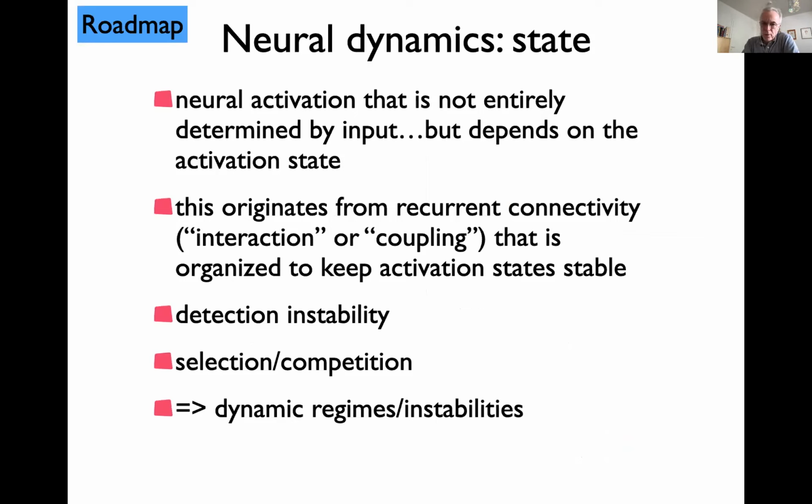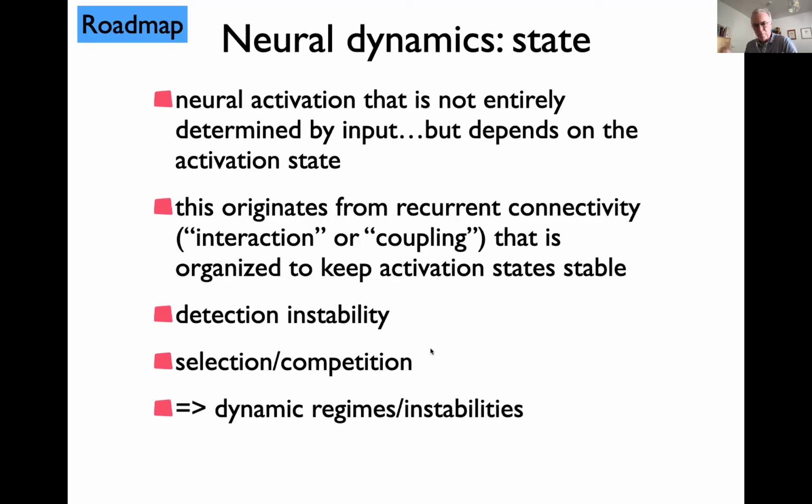So the next thing I will go to now is to go beyond this picture of just input output and just low pass filtering. So far the analysis has been trivial, just low pass filtering, just some neurophysical detail. But now we'll see that it really matters. The activation pattern is a state in the dynamic system sense and matters in an important way. And that will come from recurrent connectivity, which we often call interaction or coupling, organized in a particular way, for instance, organized to make decisions, detection decisions, selection decisions, which has to do with competition. That's where the dynamical regimes and instabilities come from.